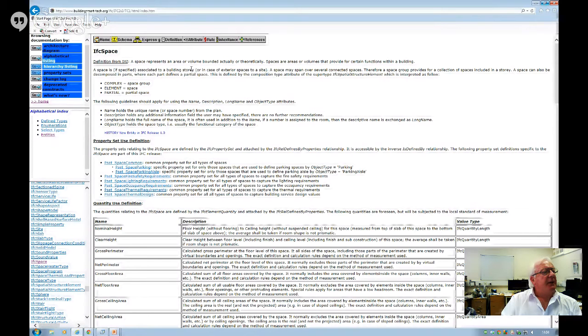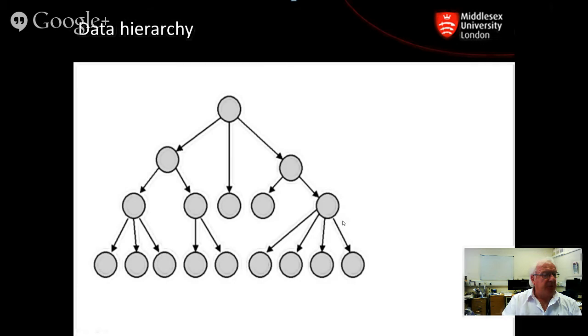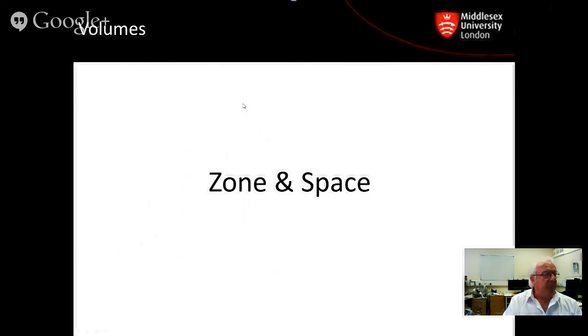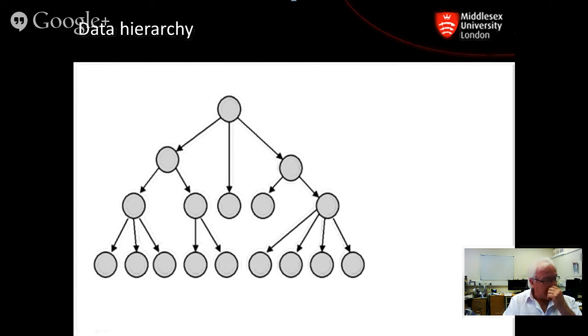But a volume, you can see, is only used as a descriptive word. It doesn't have a definition. There's no IFC volume at all. So personally, grinding a bit of an axe here in some respects, I'd like to see PAS 1192 clear itself up and simply talk about zones and spaces.